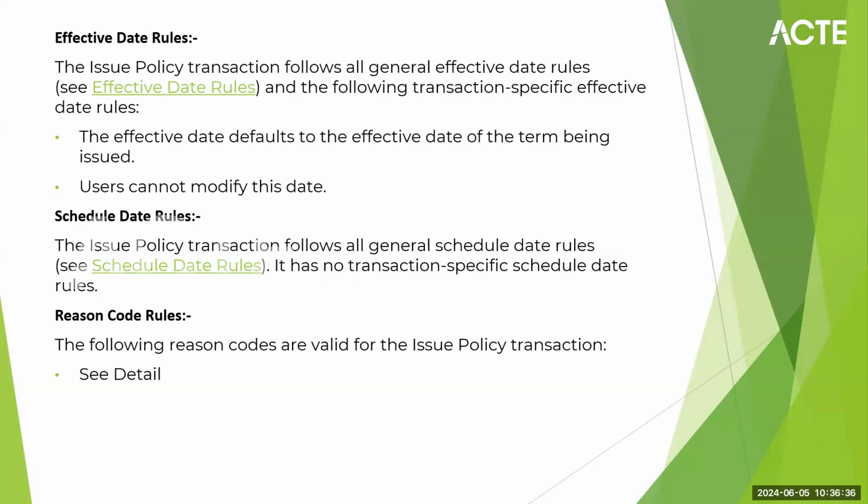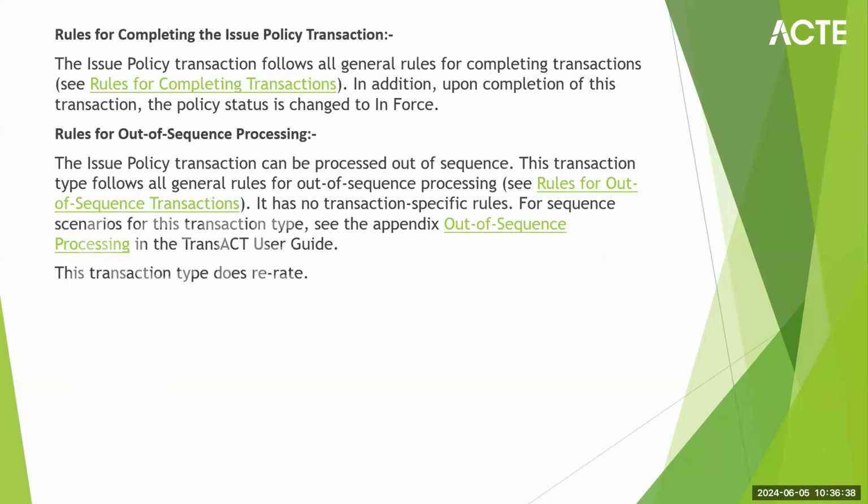Reason code. Rules for completing the issue policy transaction. The issue policy transaction follows all general rules. In addition, upon completion of the transaction, the policy status is changed to enforced. Nothing but when you issue the policy, the status will be changed to enforced. Rules for out of sequence processing. It has no specific rule for this.